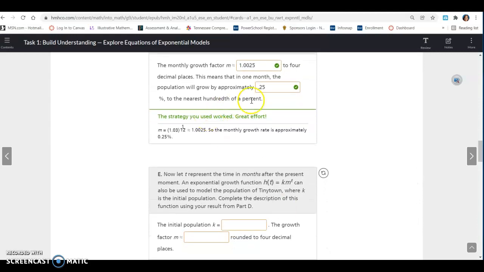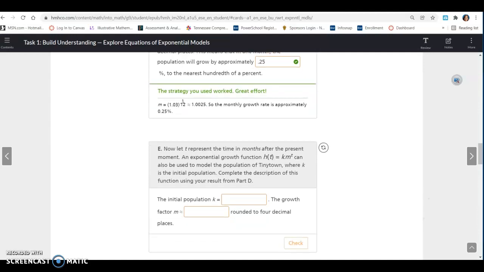Remember, when you go from a decimal to a percent, you move it 2 spots. That's why this became 0.25 and those 2 zeros dropped off. So anytime you go from a decimal to a percent or a percent to a decimal, you just slide the decimal 2 places.